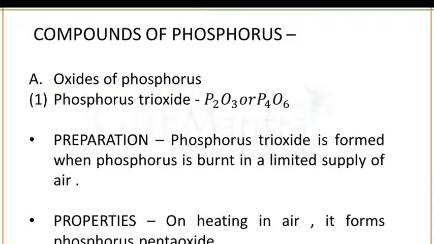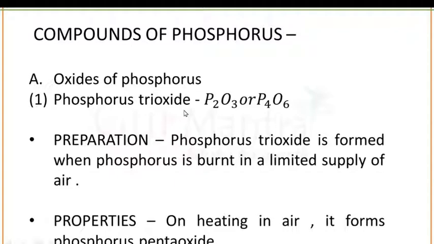Next is the compounds of phosphorus. So basically we will discuss two compounds of phosphorus. Number one is phosphorus trioxide and number two is phosphorus pentoxide. So we are going to discuss the first oxide of phosphorus, that is phosphorus trioxide. Phosphorus trioxide is the chemical compound with the formula P4O6 or P2O3. It is a white waxy crystalline and highly toxic solid with garlic odor.